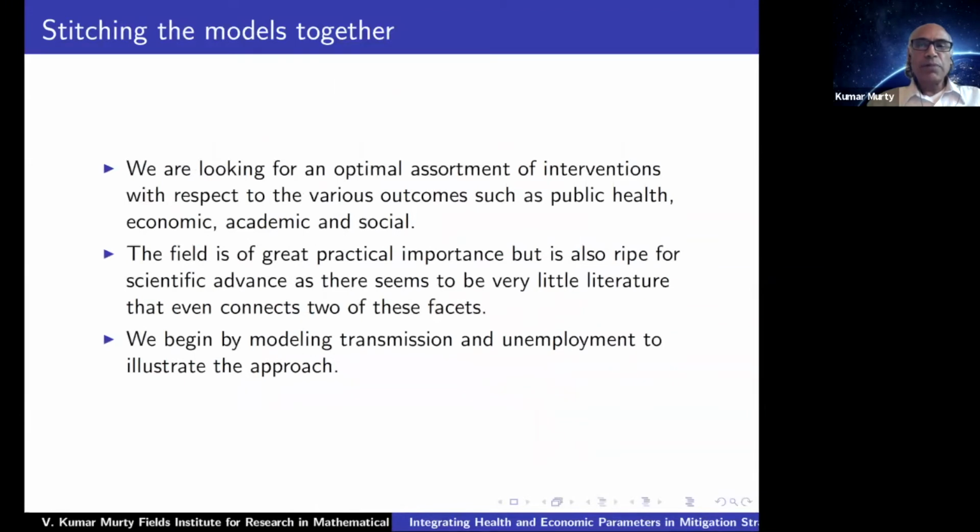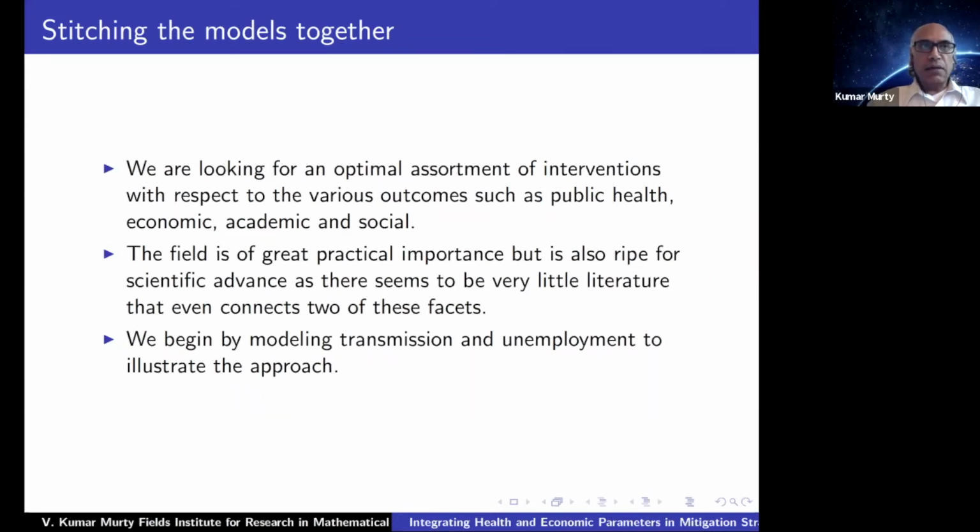We're looking for some sort of optimal assortment of interventions with respect to the various outcomes, such as public health, economic, academic, and social. It's an understatement to say the field is of great practical importance, but here's the interesting thing. You go and look in the literature, there's very little of this, very little documented work which tries to bring the different features together into one model. So while it's of great practical importance, and there's an urgency for all of us who are interested in this to contribute to it, it's also of great scientific interest because it's an open field. Very little work has been done.